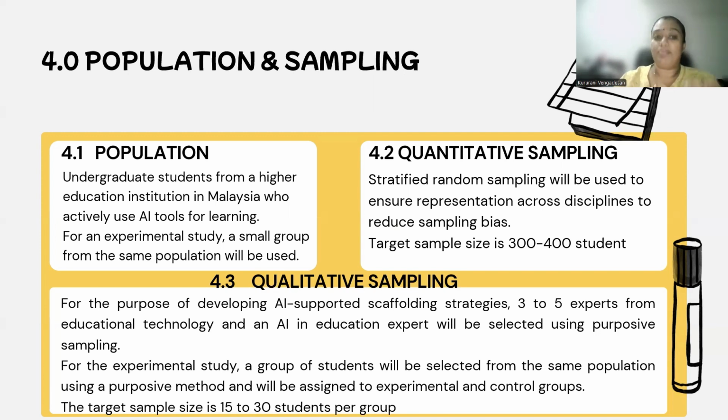And for qualitative sampling, the first part is when I develop AI-supported scaffolding strategies. Three to five experts from education technology and AI education will be selected using purposive sampling to evaluate and give feedback on my AI-supported scaffolding strategies. And then for the experimental study, a group of students will be selected from the same population using the purposive method and will be assigned to experimental and control groups. The target for each group is around 30 to 50 students.